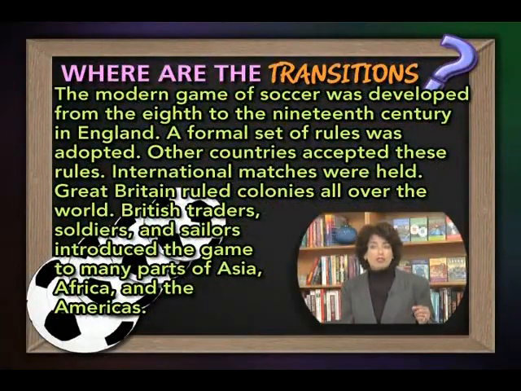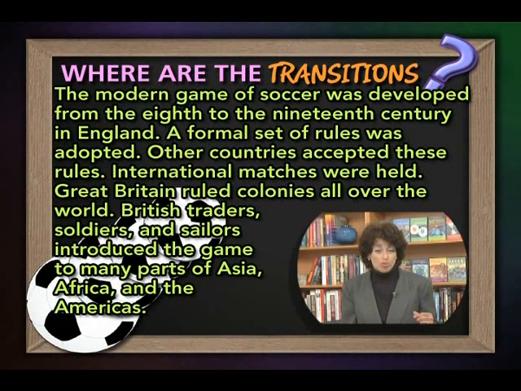The modern game of soccer was developed from the 8th to the 19th century in England. A formal set of rules was adopted. Other countries accepted these rules. International matches were held. Great Britain ruled colonies all over the world. British traders, soldiers, and sailors introduced the game to many parts of Asia, Africa, and the Americas. It's bump, bump, bump. We don't know what caused what to happen.